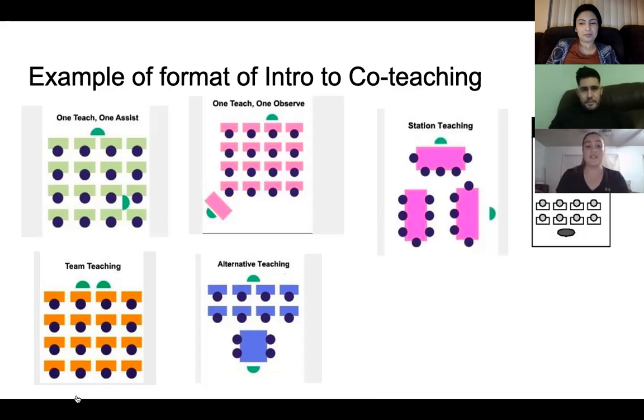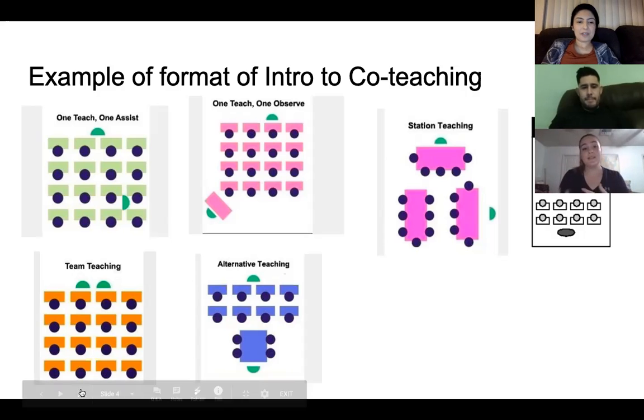So that's team teaching. And then the last one, alternative teaching. One teacher will be up front teaching the kids the lesson, and then one will be grabbing students who need more help or who are excelling at their work and want to move on to the next lesson, and they will bring them to a station in the back and they will help them with whatever their needs are. Next.